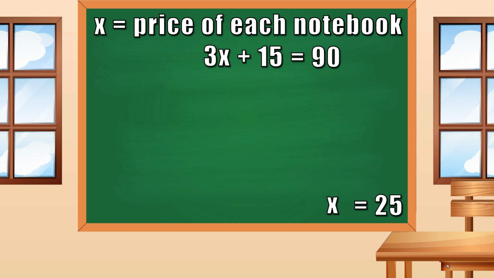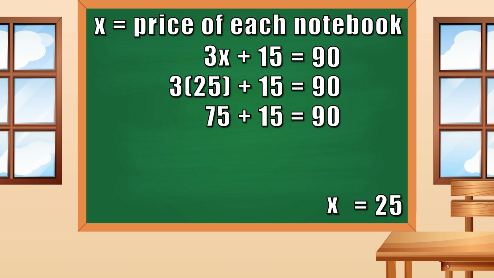Let's check our answer by using substitution. So 3 times 25 plus 15 should be equal to 90. 3 times 25 is 75. 75 plus 15 is equal to 90. So we're sure now that we got the correct answer.